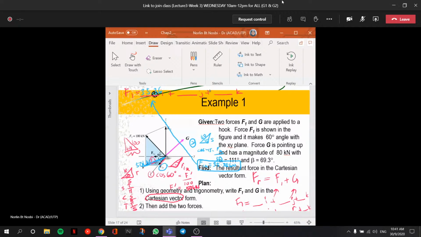Is it positive or negative? Positive, madam. Yeah, so you make sure you write, you don't have to write. It's negative, so you need to write. Okay, now you have to find the f1x. You need to find next as f1y.